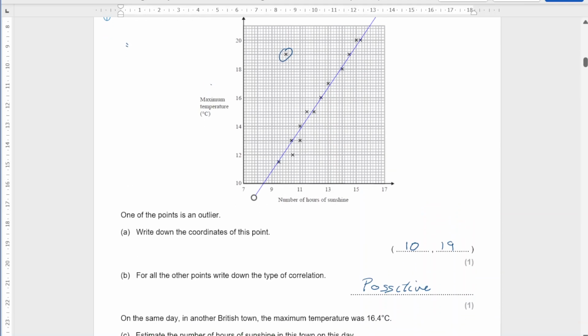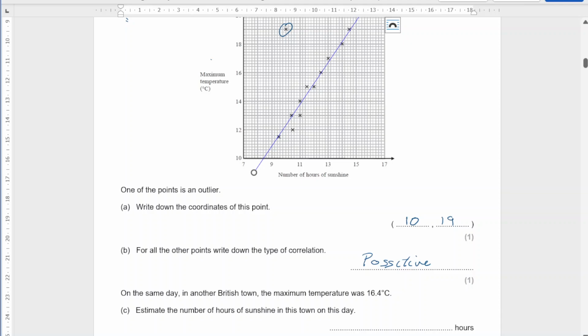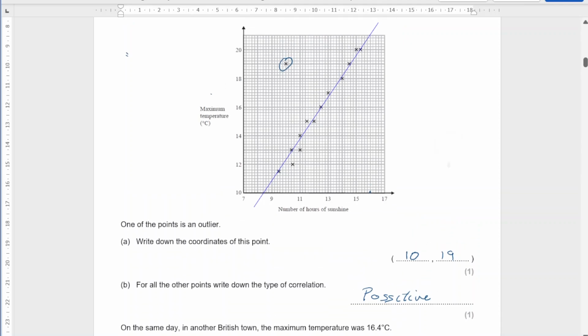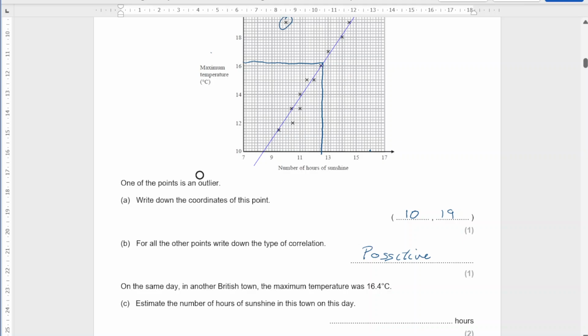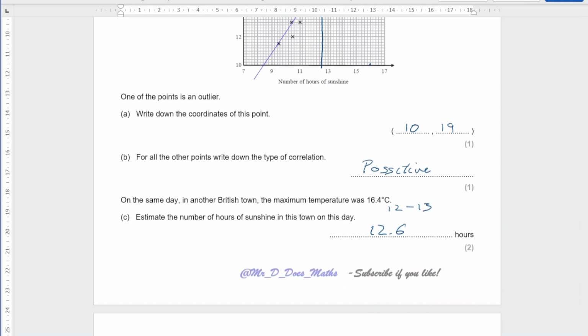Sorry, maximum temperature 16.4. We're looking here, at the upper end. We go across until we hit our graph, and then we go down and read it off. So by mine, I'm looking at roughly 12.6. And I've just checked, we would allow anything from 12 to 13.